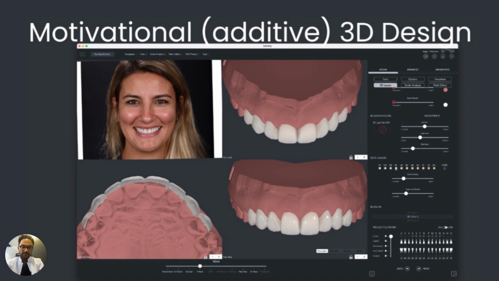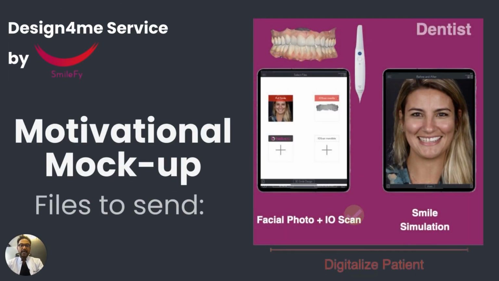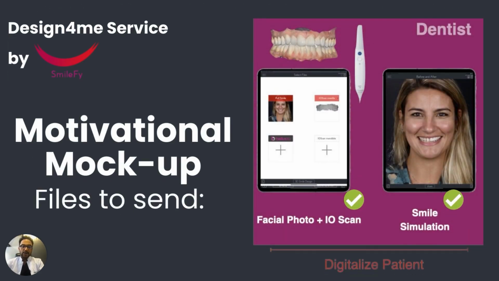Here, the files that you will need to send are the facial photograph, as you can see here, with the face centered, the patient looking straight at the lens of the camera with a big wide smile, as well as the upper and lower intraoral scan, which should be in occlusion, and the smile simulation. The smile simulation will help the smile designer better understand what type of teeth shade you would like to have, the proportions, and so on.